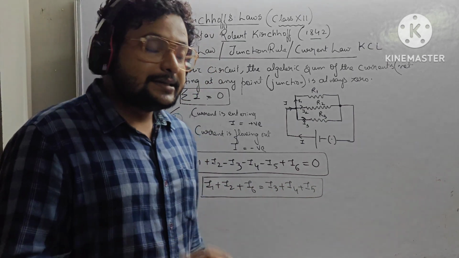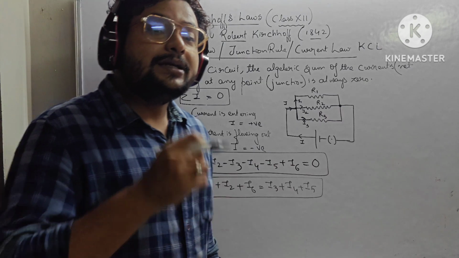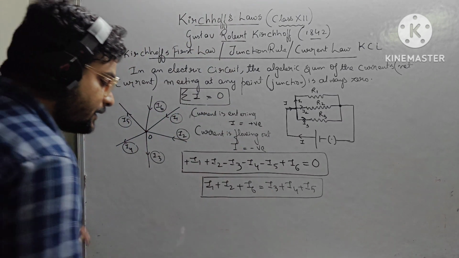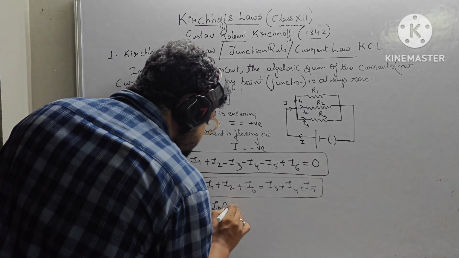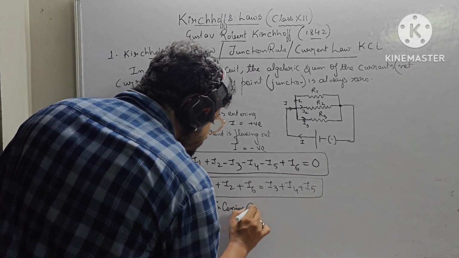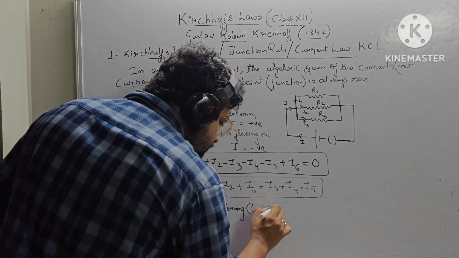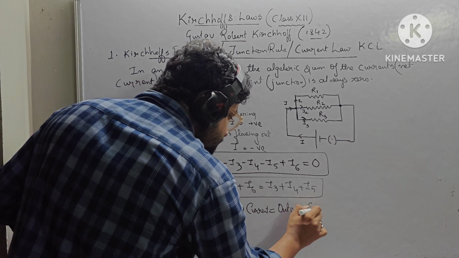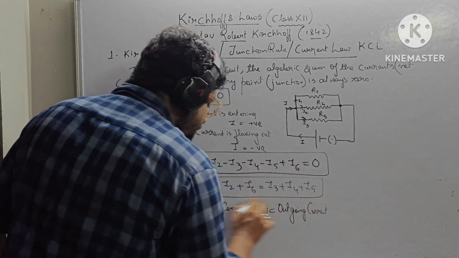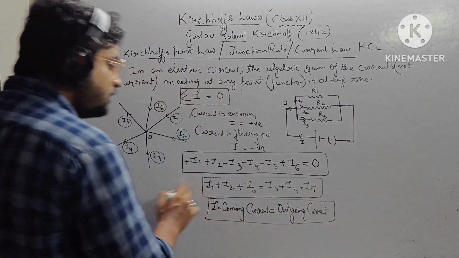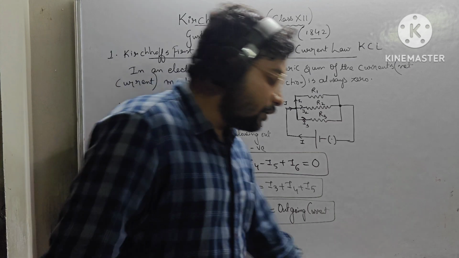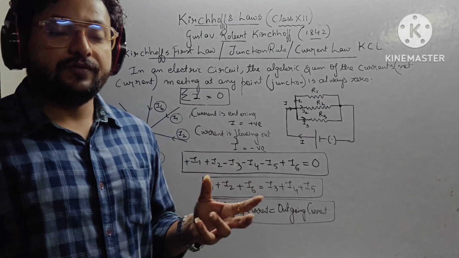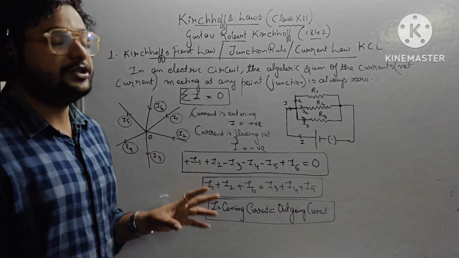So this is Kirchhoff's junction rule. It basically says that whatever current comes inside the junction, that much current must flow out of the junction. That means the incoming current must be equal to the outgoing current. So whatever current comes into the junction, that much current must flow out of the junction. So this was basically Kirchhoff's first law.